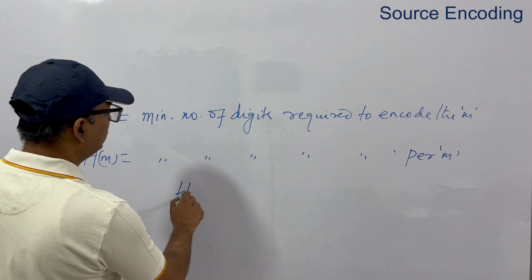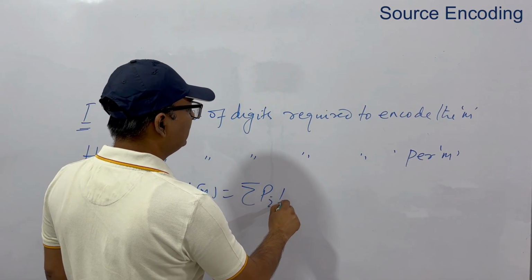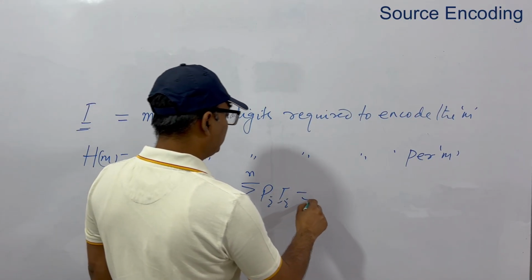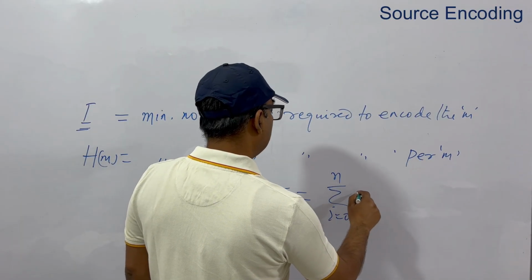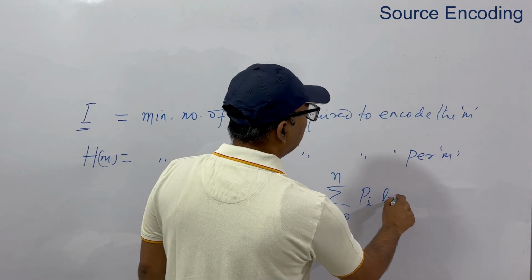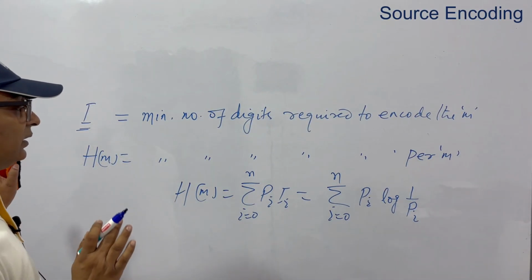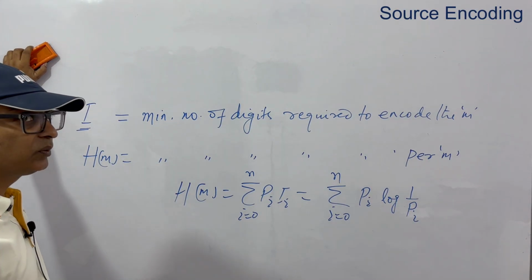And we also know that Hm is what? It is sigma pi, i equal to 0 to n, from where we get this is equal to sigma i equal to 0 to n of pi log 1 by pi. So make this thing clear. Then we'll go to our source encoding part.